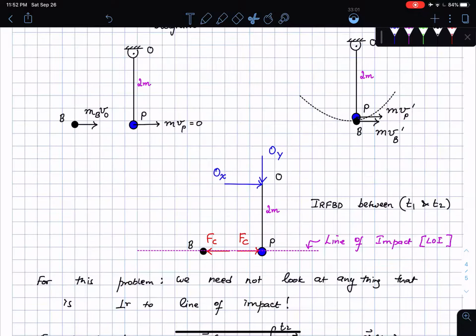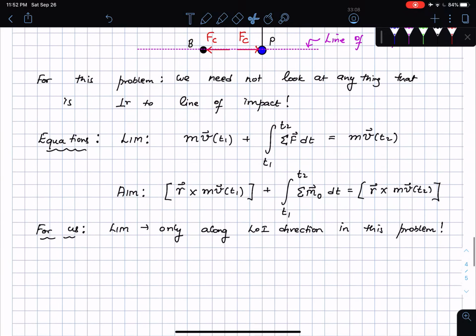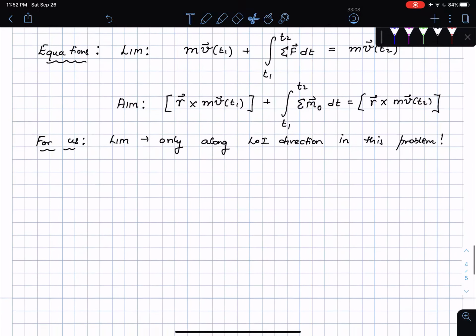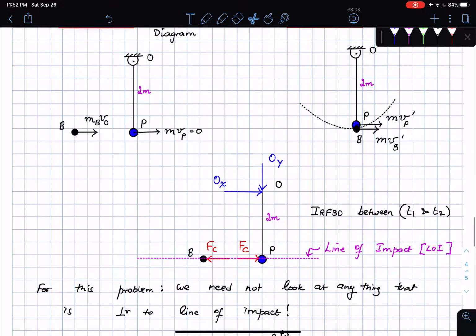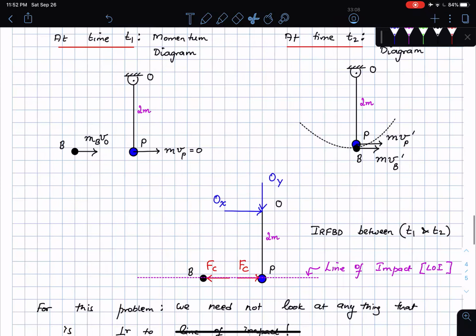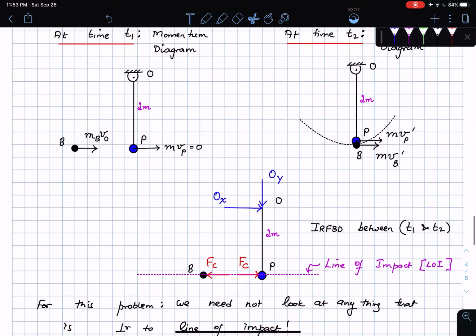So which is why I know that the things that are taking place in this problem are only along the line of impact and nothing else. Okay, all right, so I'm going to move along. I think I need to have these figures once again taken to the next page, because I don't want to keep scooting back and forth.